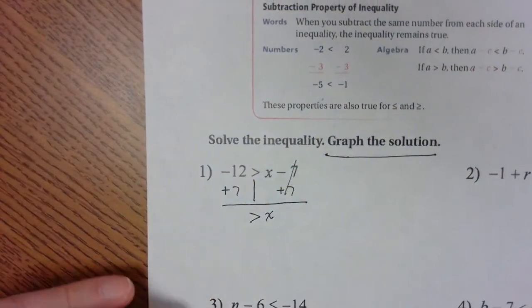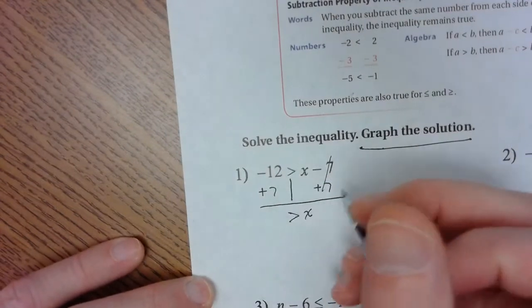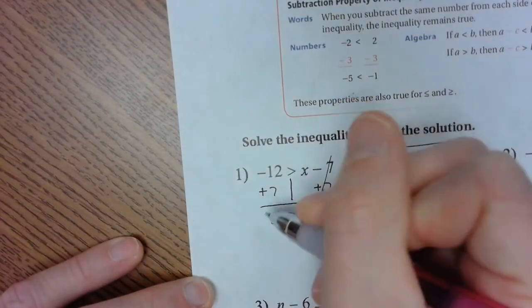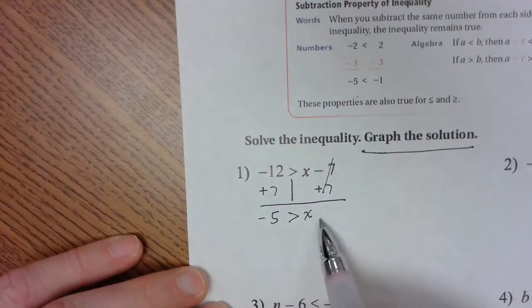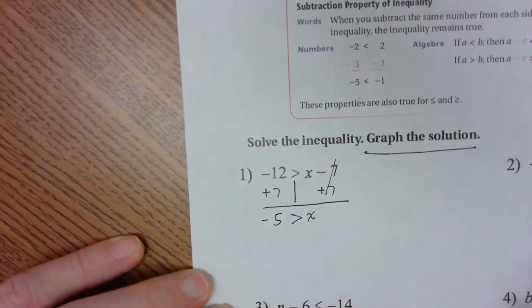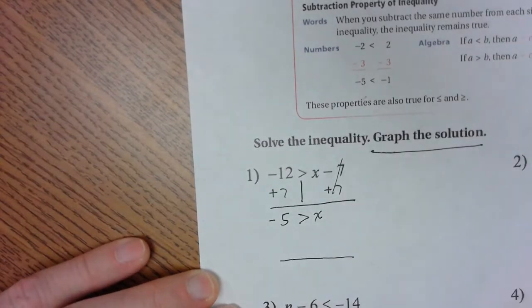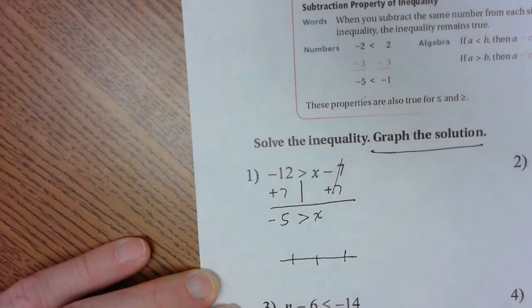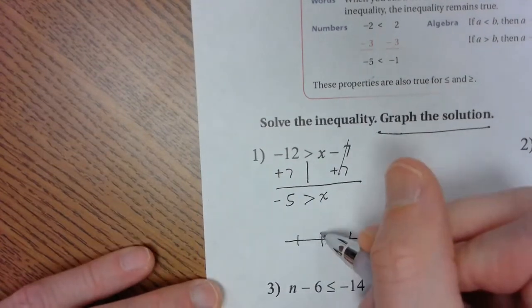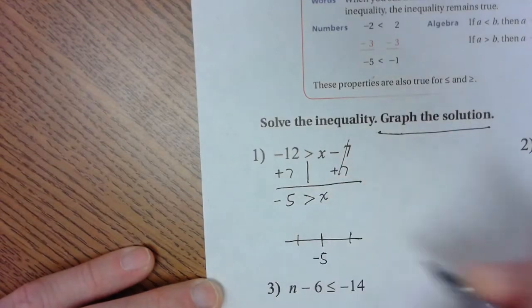Okay, we are on inequalities. Negative 12 plus 7, they are different signs, so I subtract, and I take the sign of the larger number. So my answer is negative 5 is greater than x. Okay, the next thing we're going to do is graph. So when I'm graphing these, we're going to draw a simple line with 3 dashes. The middle dash is going to be this number, so negative 5.